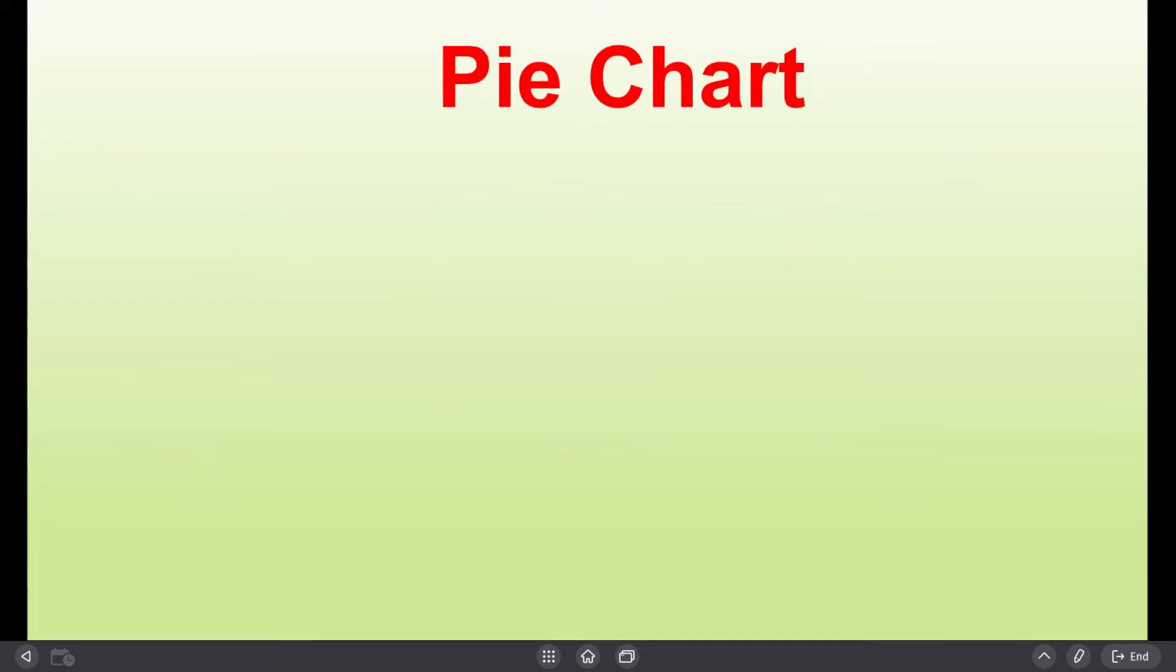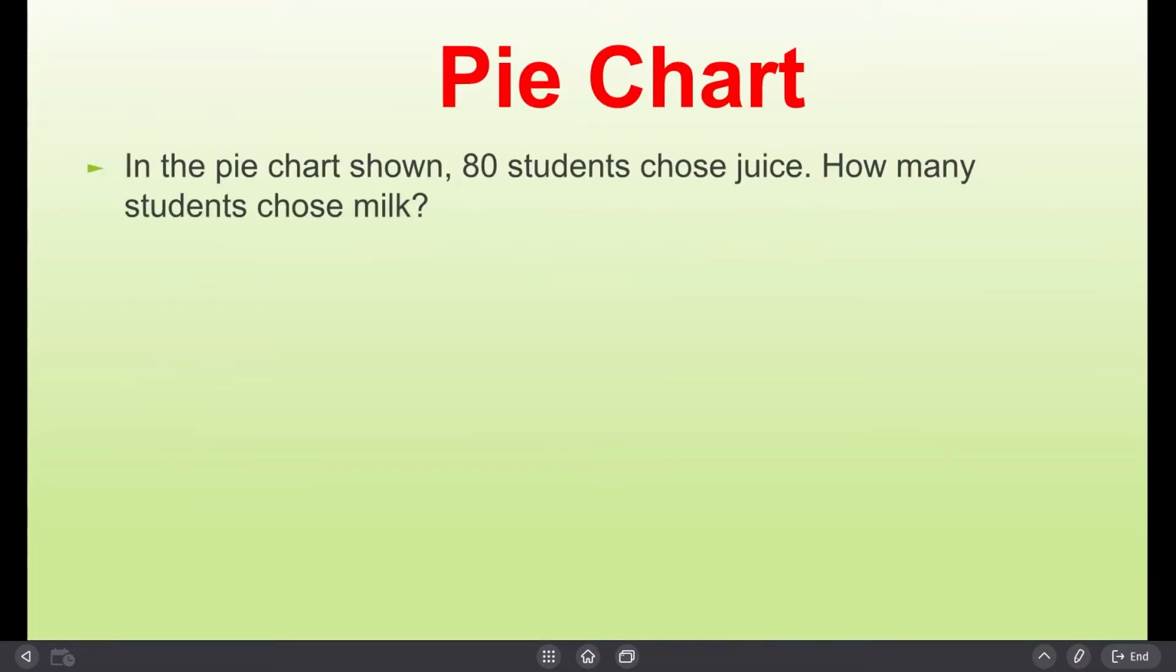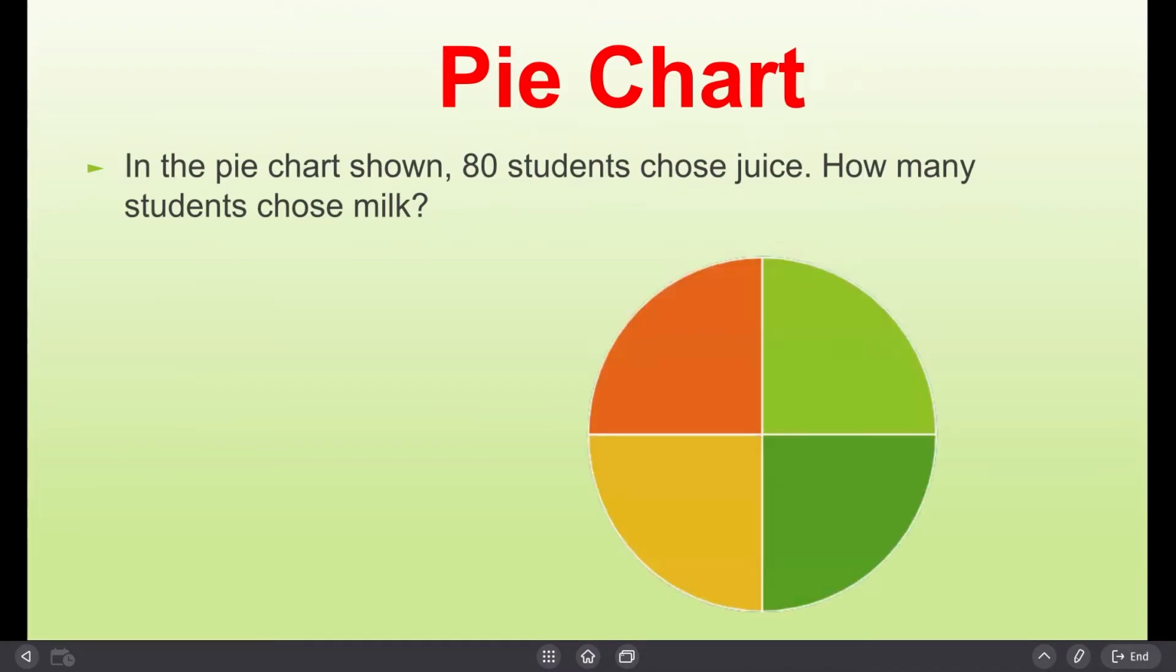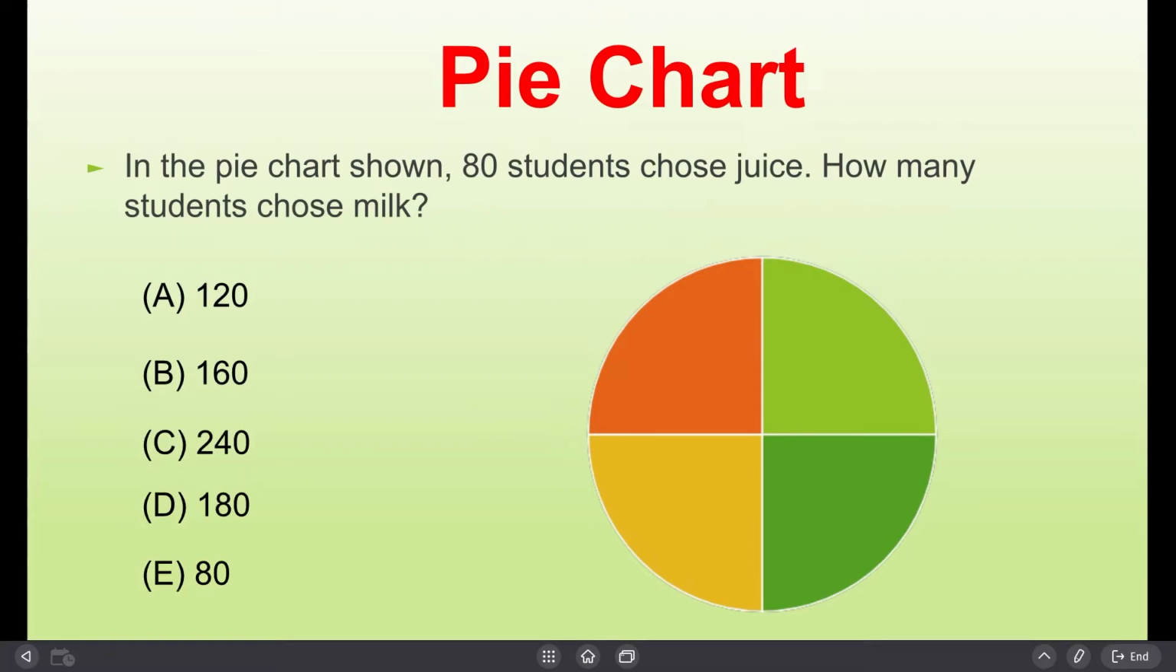So in our second problem, we're going to be going over a pie chart problem. So this is the statement for our problem. In the pie chart shown, so here is how the pie chart looks. 80 students chose juice, and how many students chose milk? So let's just quickly first look at our values. So we have 120, we have 160, we have 240, we have 180, and we have 80. So these are our possible answers.